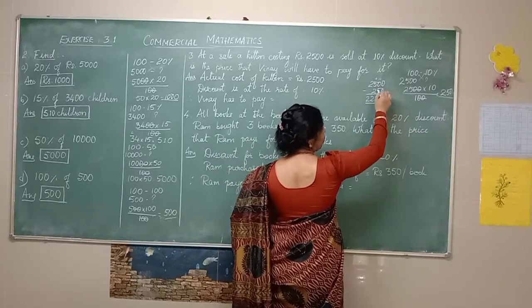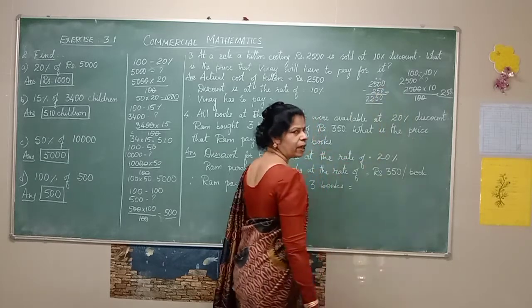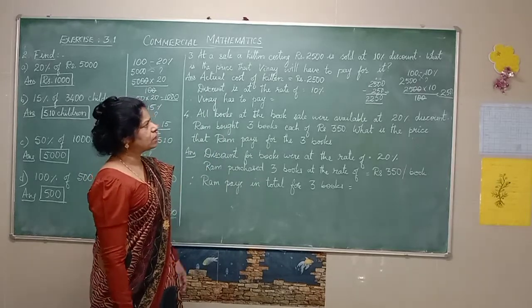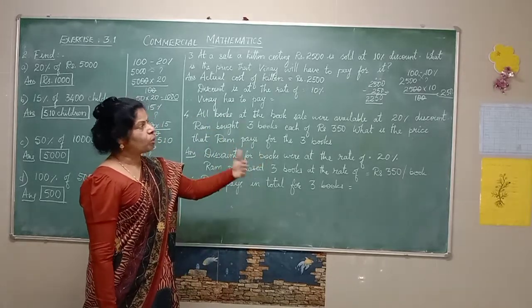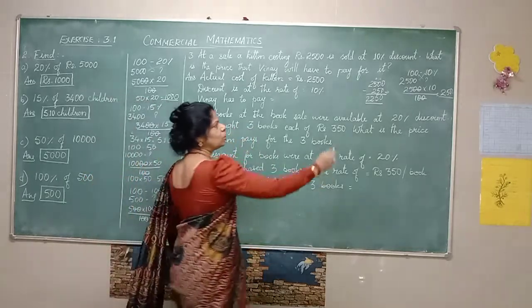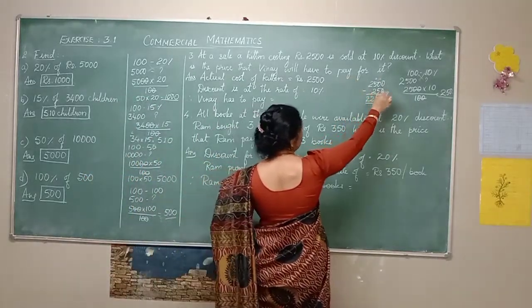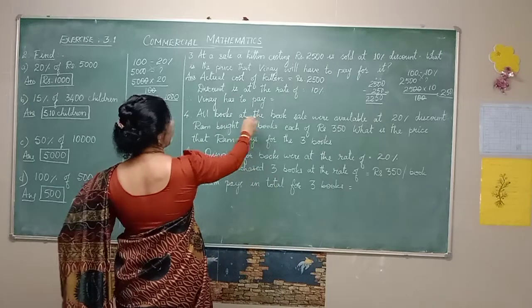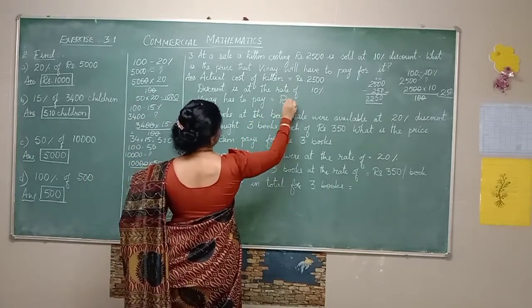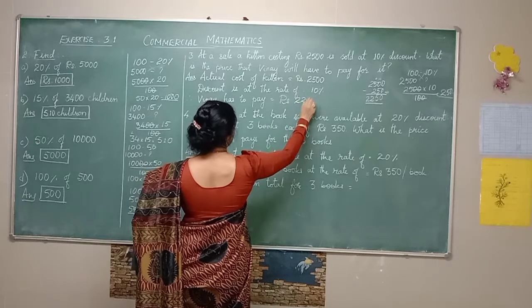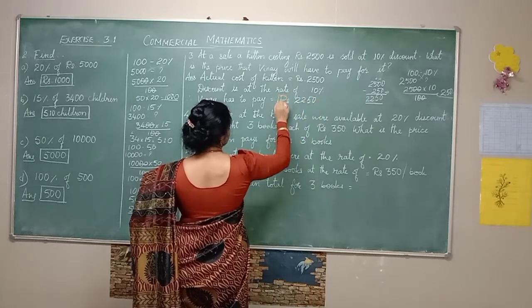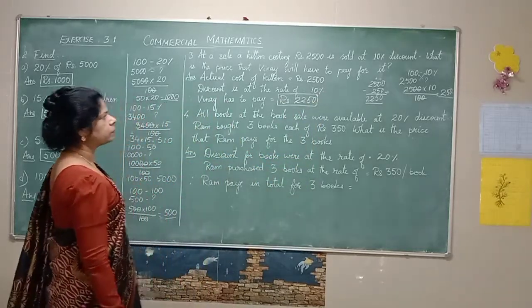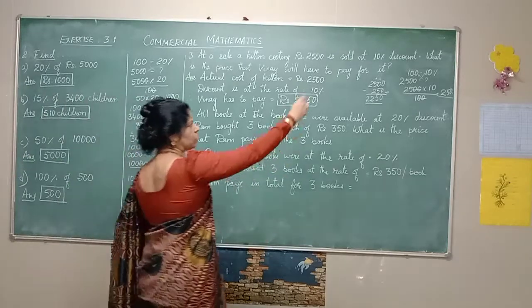He is getting a profit. The boy Vinay is getting a profit of 250, whereas the shopkeeper is getting a loss of 250. Because the rate was 2,500, but the shopkeeper is selling for 2,250. So for shopkeeper there is a loss, but for Vinay there is a profit. So what is the amount Vinay has to pay? Vinay has to pay totally rupees 2,250. So in the working column, you have to write all these things, children.